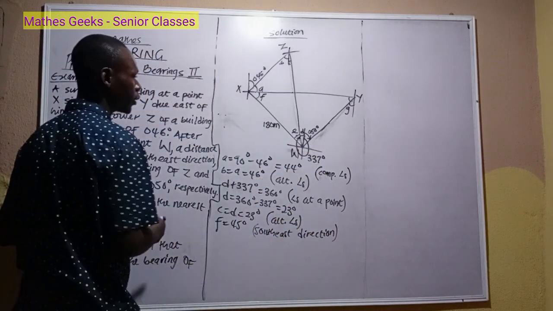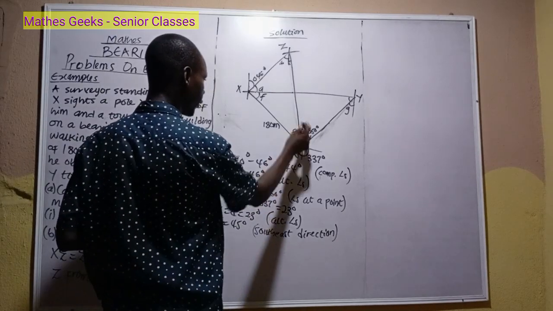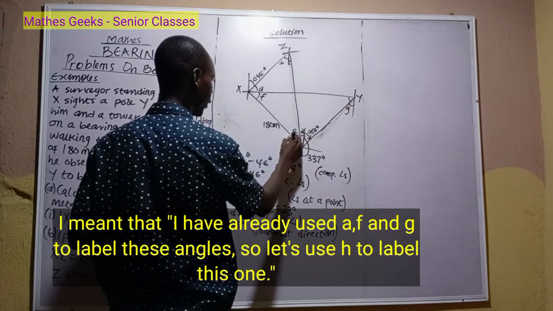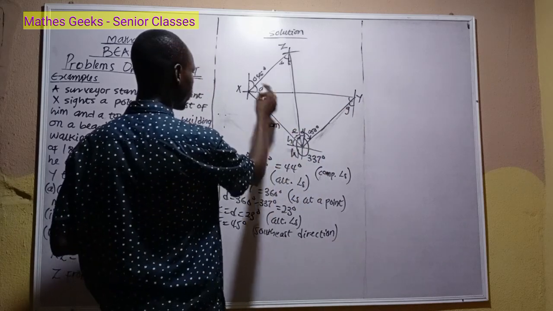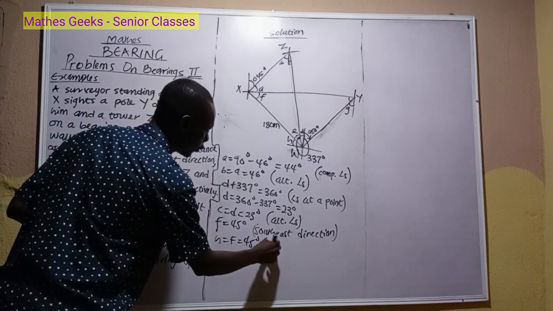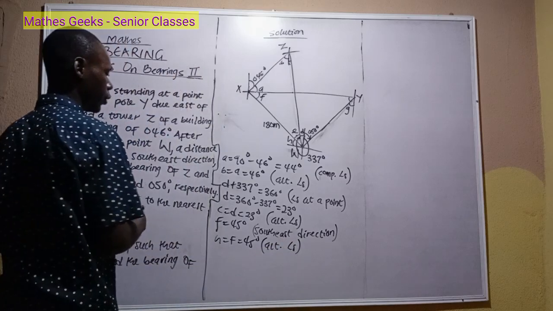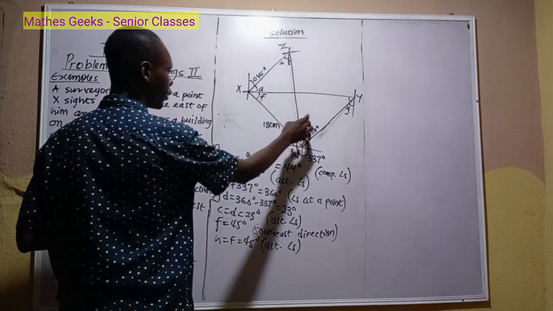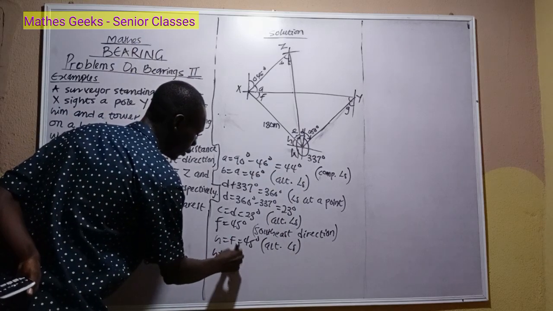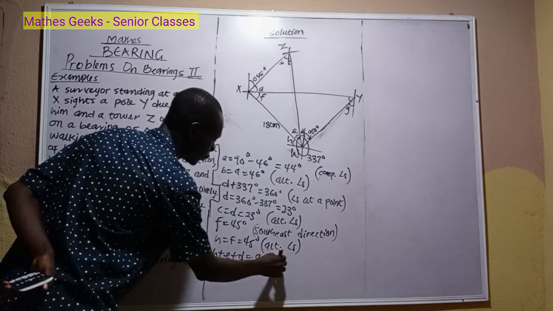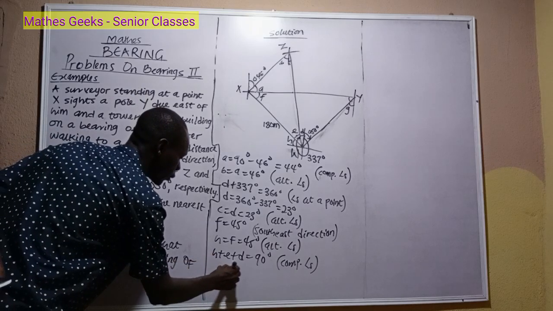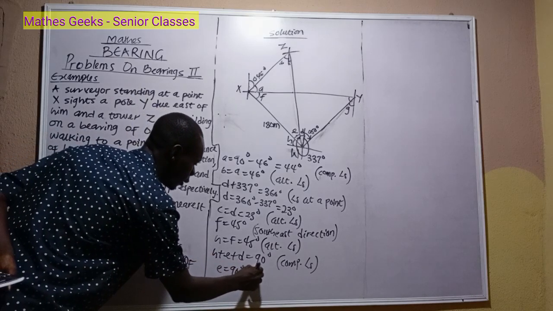Okay, so now we need to get E. So we already have F, G. So let's go here, H, and H is equal to F, which is 45 degrees. Why? Alternate angles. So H is equal to F. This angle is alternate to H. Now H, E, D will give us complementary angles. So H plus E plus D is equal to 90 degrees. Why? Complementary angles. So E is equal to 90 degrees minus D minus H.